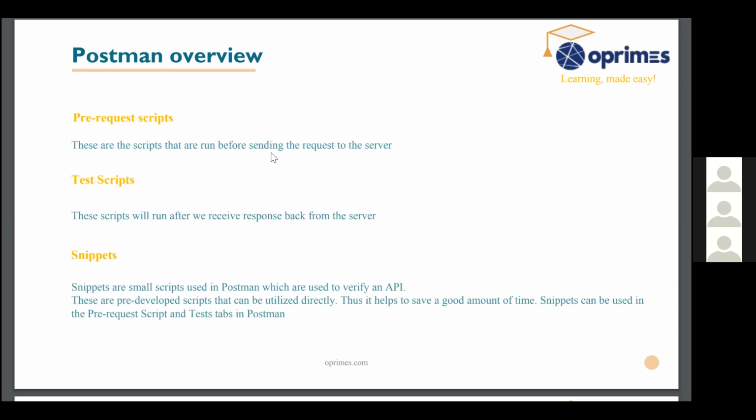Pre-request scripts are the scripts that will be run before sending the request to the server. For example, I want to run a request and pass some certain conditions, like open the browser with some information you need to provide. In that case, you can provide it in the pre-request script column.